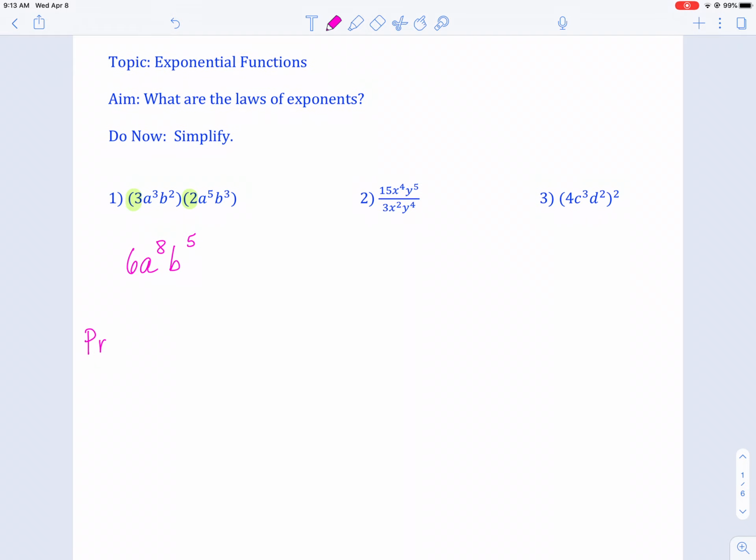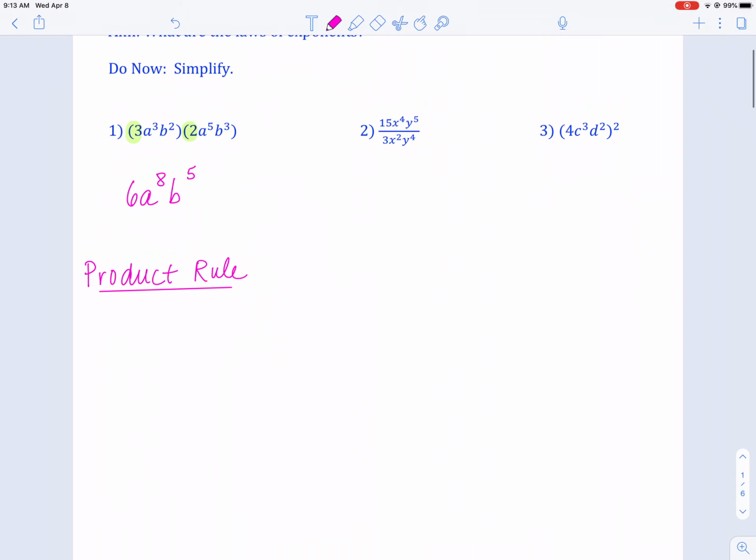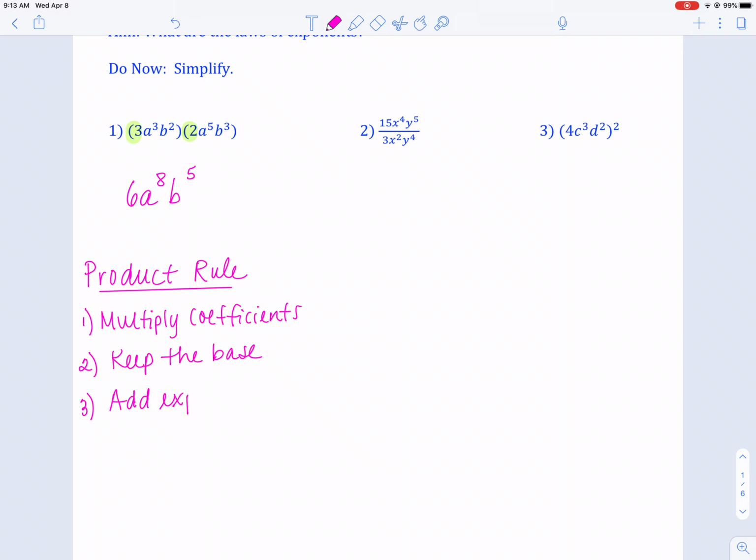So let me just write that down. In the product rule, remember product is your answer in multiplication. You are going to, step 1, multiply coefficients. Step 2, you're keeping the base. And step 3, you are just going to add your exponents.